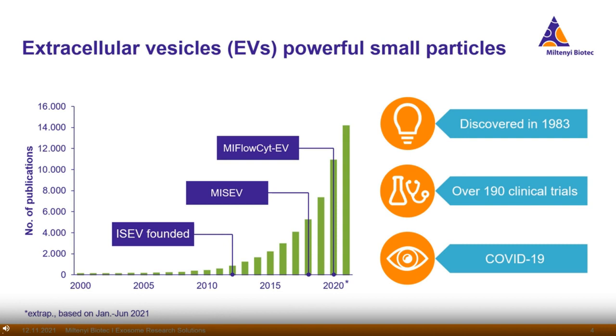In 2012, the International Society of Extracellular Vesicles was founded in order to advance and also to guide the research on these vesicles. And since then, the interest has been extended from fundamental research to translational and also to clinical applications. Just as an illustrating example, up to today, there have been more than 190 clinical trials involving EVs, many of them also investigating the use of extracellular vesicles to treat COVID-19.